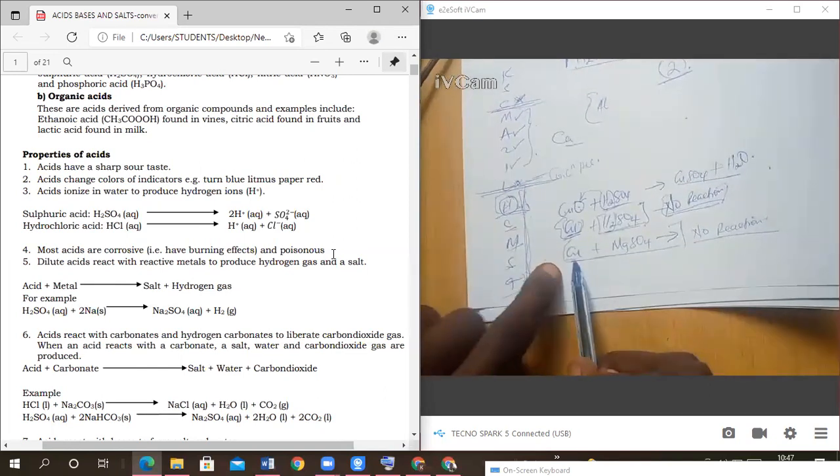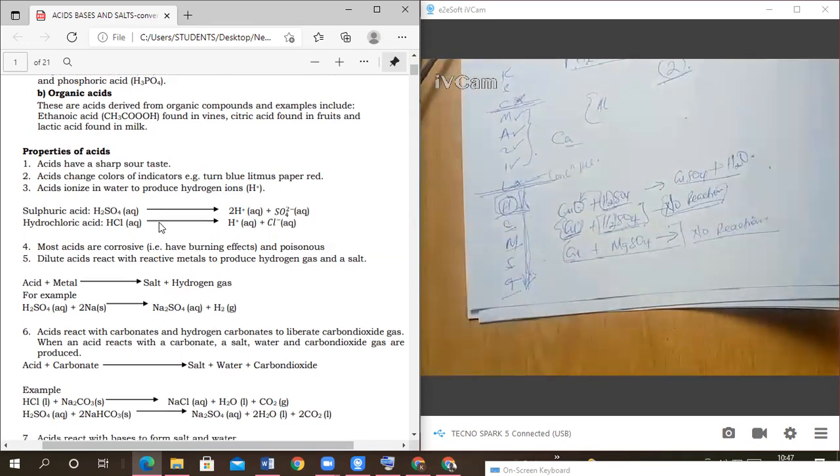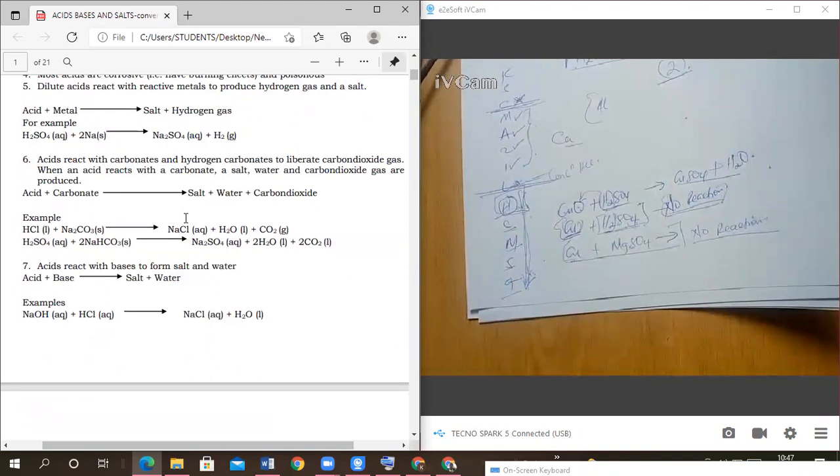But if copper has something that magnesium can take, then the reaction will happen. So maybe like that. If you have maybe copper 2 hydroxide, that one will work. So that is what is there.